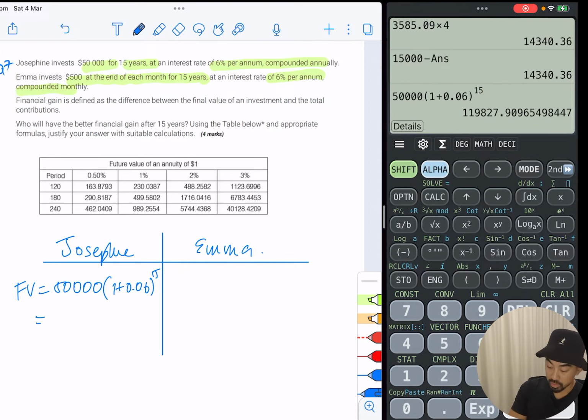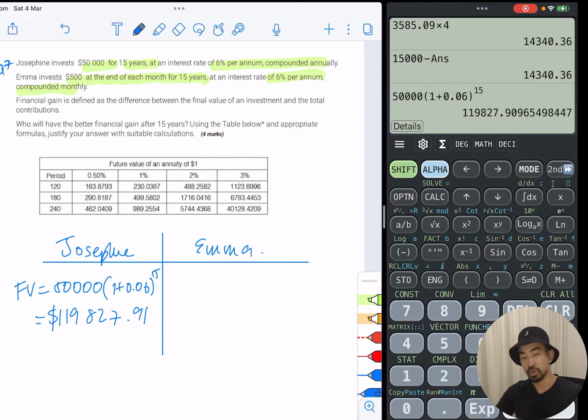So in 15 years' time, she's going to have $119,827.91. Right, so it's pretty good on her part. Okay, let's do Emma. Emma invests $500 at the end of each month for 15 years at an interest rate of 6% compounded monthly.